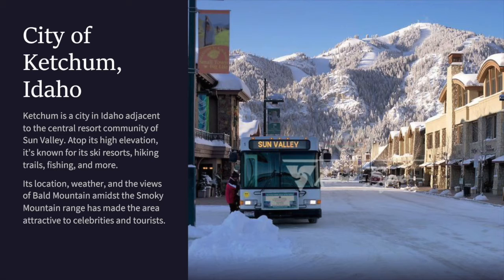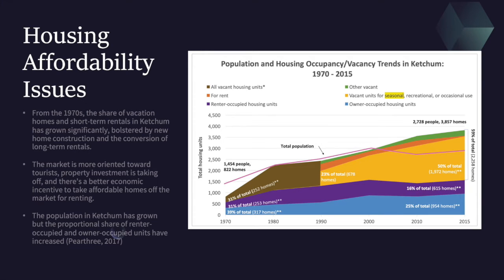It's located in central Idaho at a high elevation. It's adjacent to Sun Valley, and it's known for its ski resorts, hiking, fishing, and other recreational activities. This has led to outside investments from the wealthy and celebrities. But this outside investment has adversely affected the housing market in Ketchum.